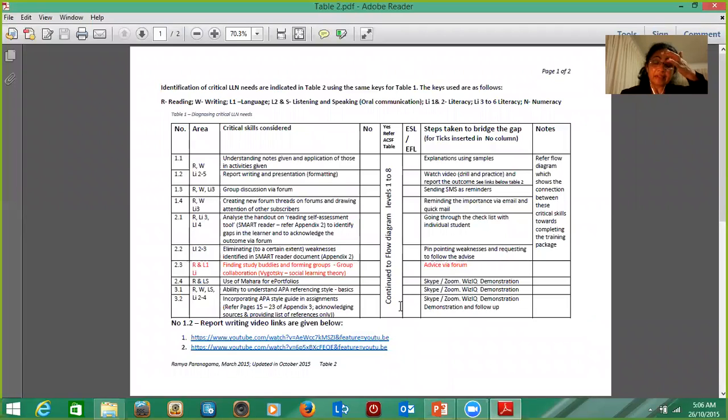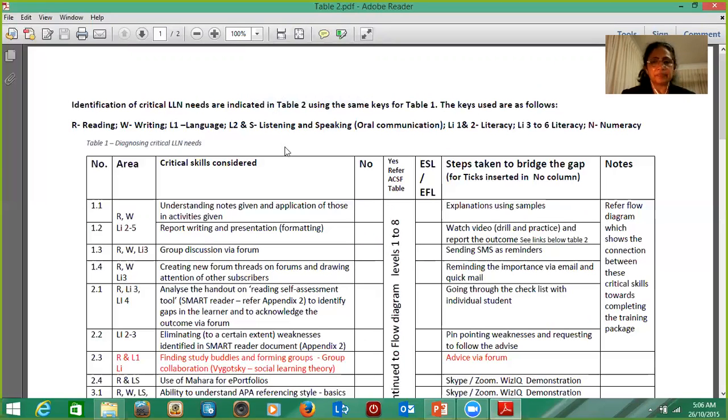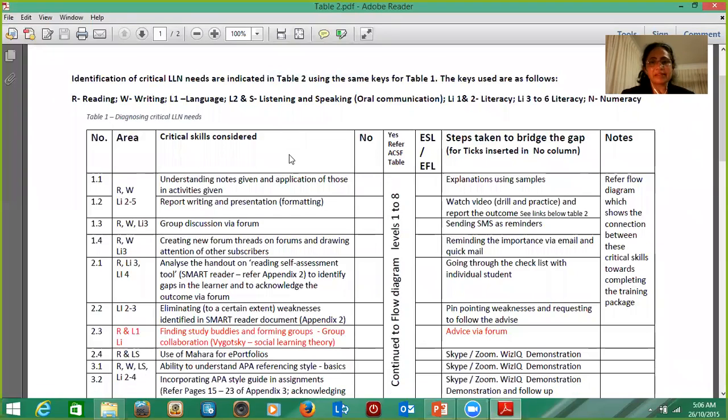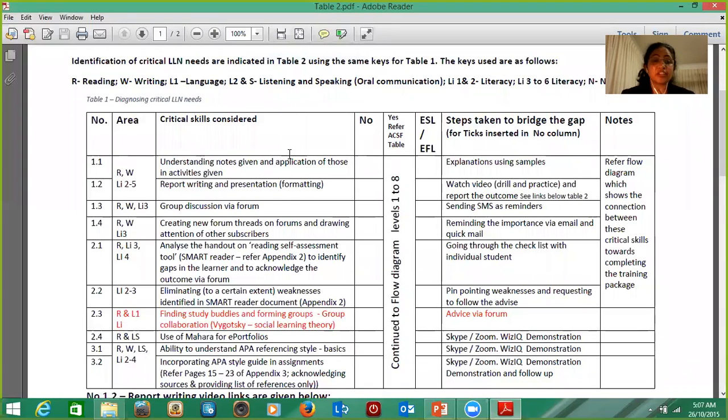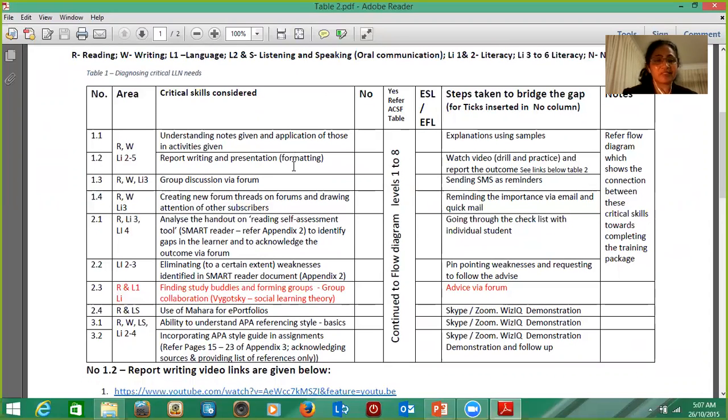The general learning skills are connecting, bridging with critical learning needs or critical learning skills. So the critical learning skills will be a little more than the general, but some of the stages and areas are bridging. So you may find the same number appears again. When it comes to critical, it is more than the general. Report writing and presentation is necessary. Sometimes group discussions, how to initiate. This is facilitating collaboration or social learning theories.